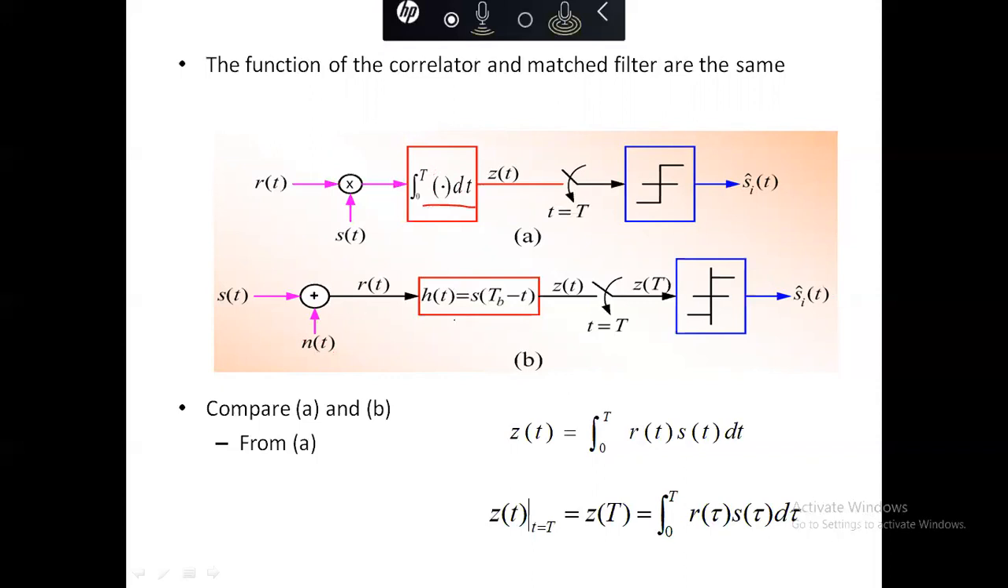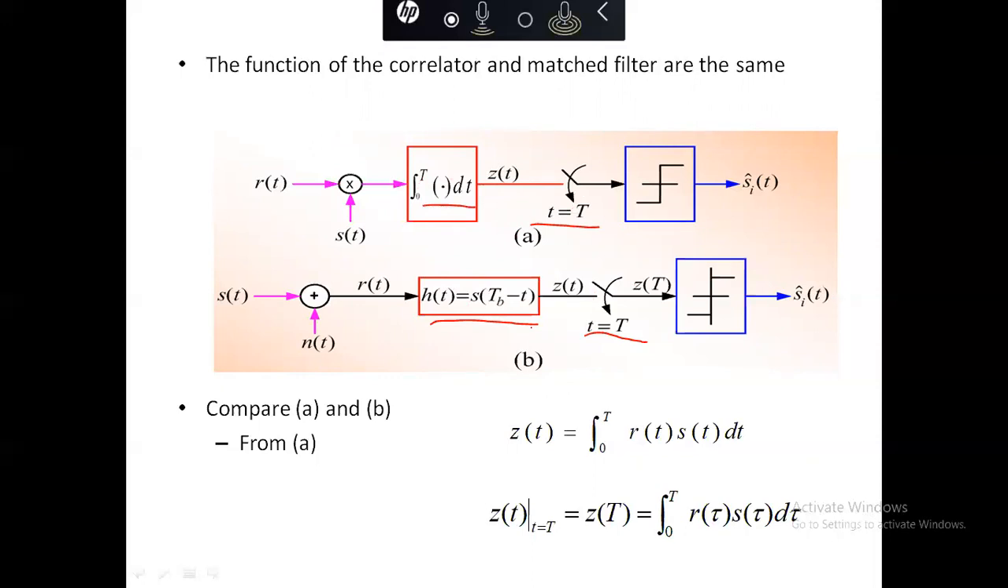In case of the match filter, the received signal is multiplied by the flipped and delayed version of itself. We will sample it at the T instance of time and make the decision. When we are sampling at the T instance of time, you have seen earlier that there is no difference in the value of the sample, and there will be no chance of decision error if we follow this.